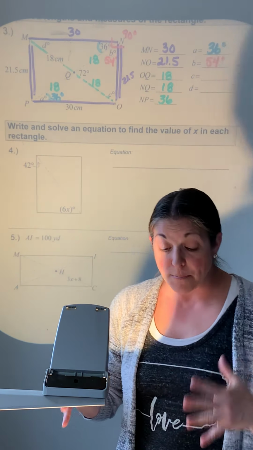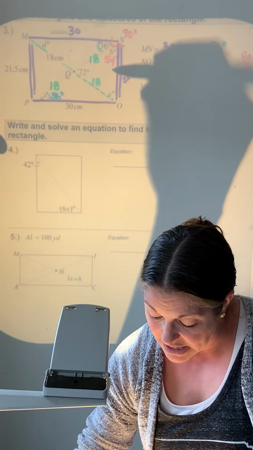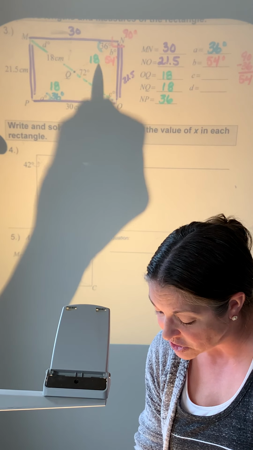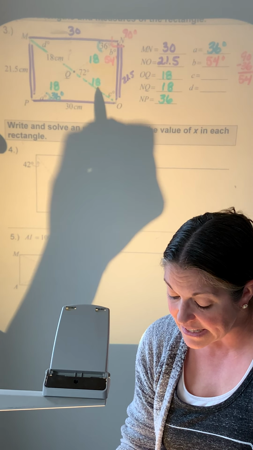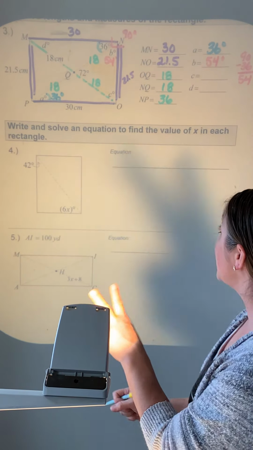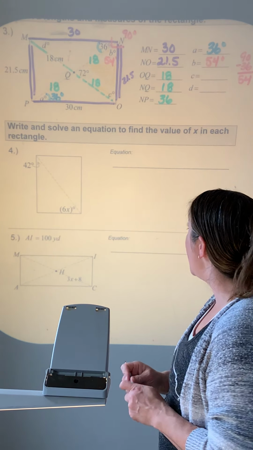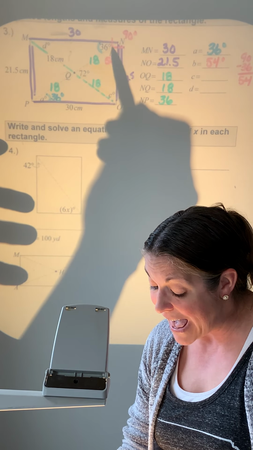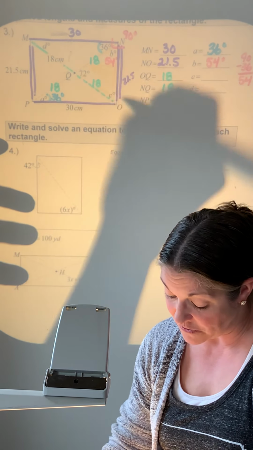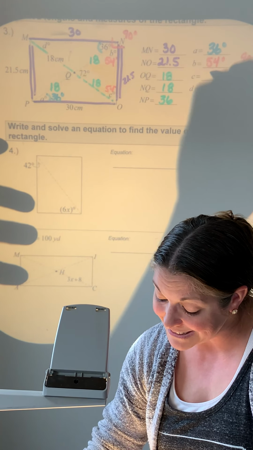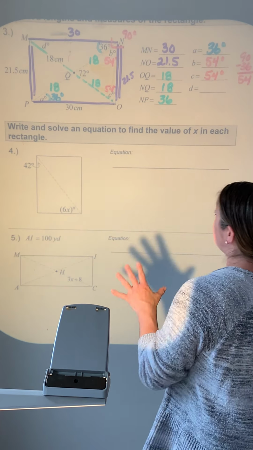These diagonals break up the rectangle into four isosceles triangles. So if I highlight this right triangle here, notice that it's got an 18 and an 18. If you've got two sides being congruent in a triangle, then you know that two angles are congruent, and those angles will be the ones at the end of the congruent sides. So if this B angle is 54, we know that the C is also 54.